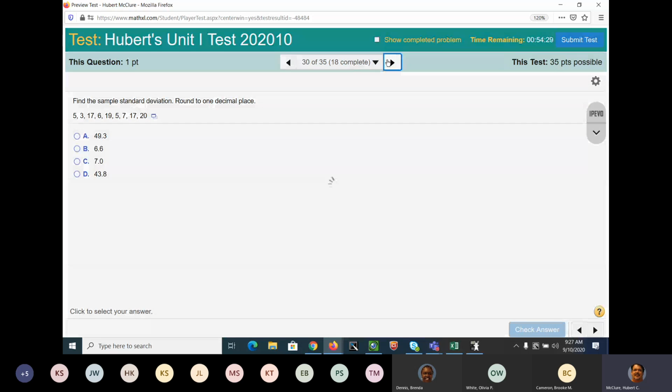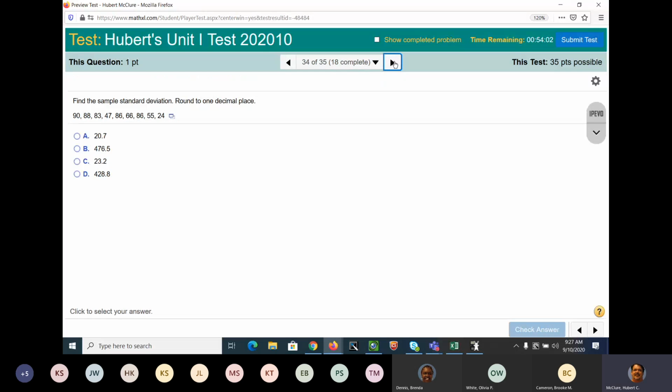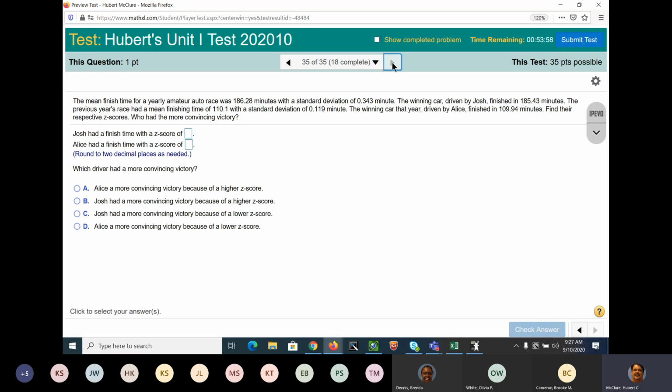Standard deviation and bonus. This is another ZScore, I believe, or empirical rule. I think it's empirical rule because they give you the mean and standard deviation. I don't think you may have to use the ZScore on this one. Bonus, standard deviation, and there's another ZScore.